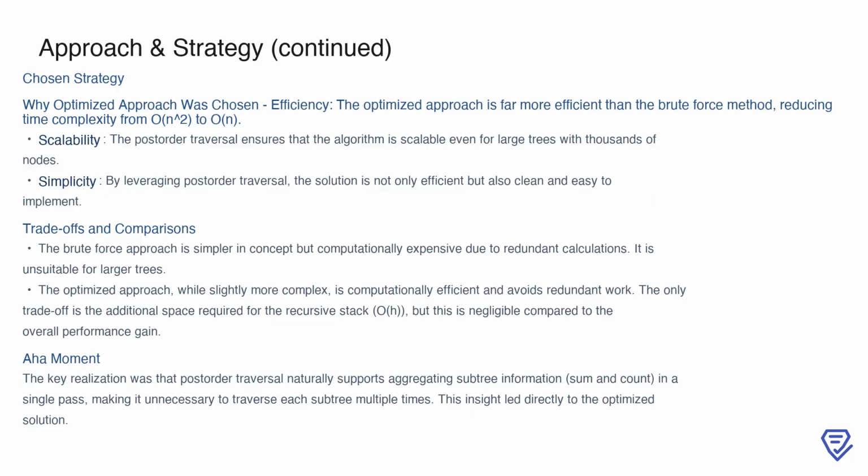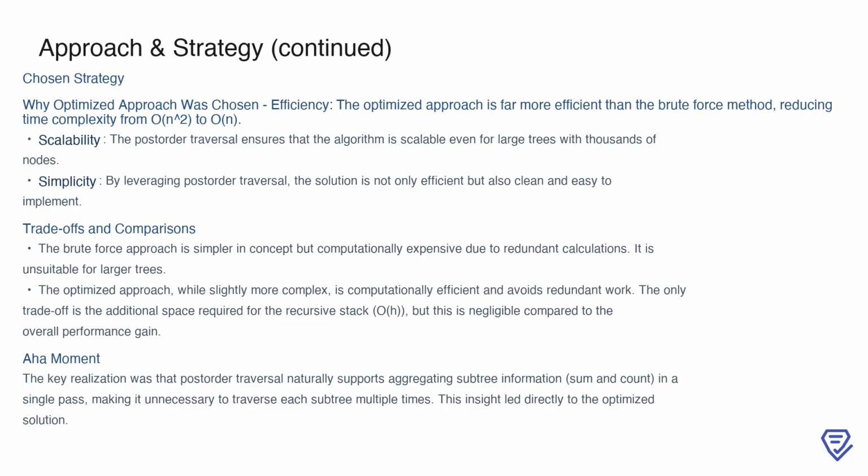The key insight that led to this solution was recognizing that post-order traversal naturally supports aggregating subtree information, such as sums and counts, in a single pass. This realization eliminated the need for repeated subtree traversals and directly inspired the optimized strategy, making it the clear choice for this problem.